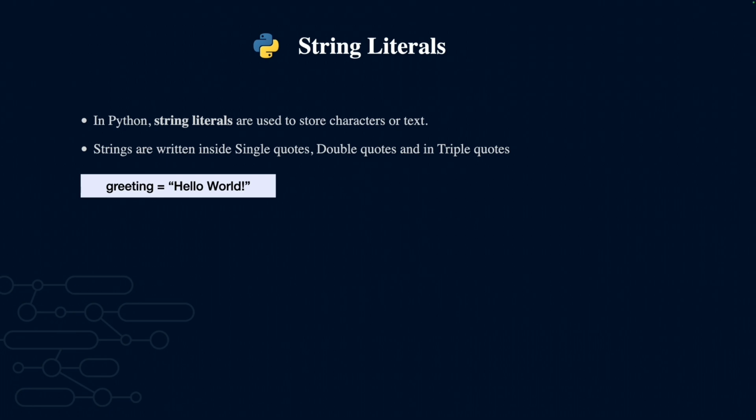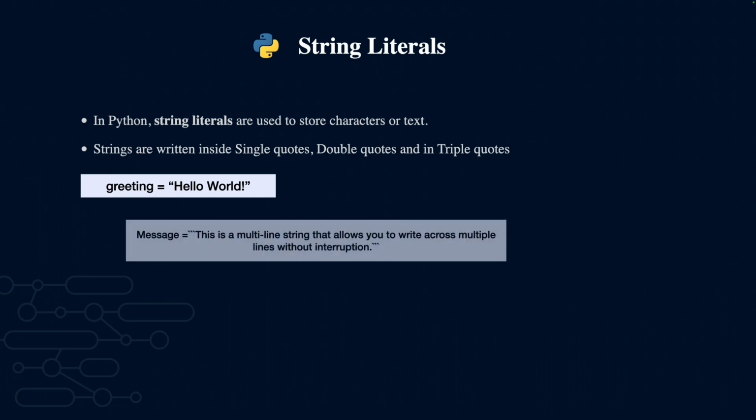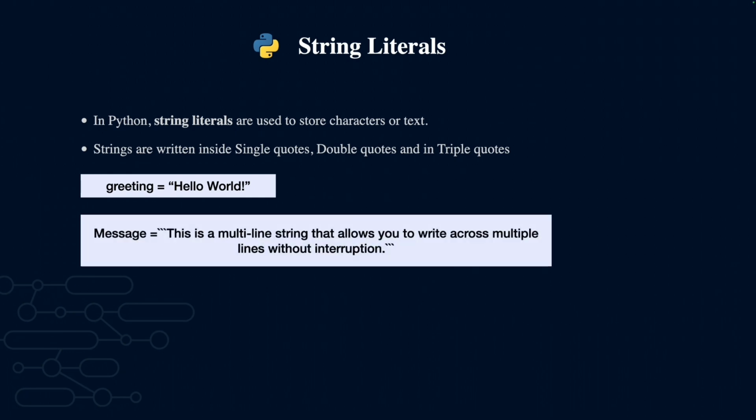Now, if you want to write a multi-line string, you can use triple quotes. For example, message = triple quotes, and whatever message you want to provide, you can write it inside these triple quotes, like "This is a multi-line string that allows you to write across multiple lines without interruption." Now this message is a multi-line string that has been perfectly stored in Python. So, in this way you can use string literals.